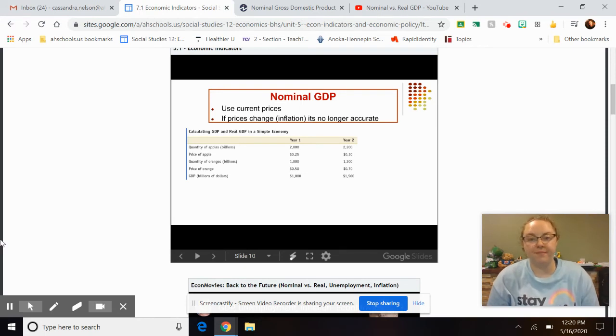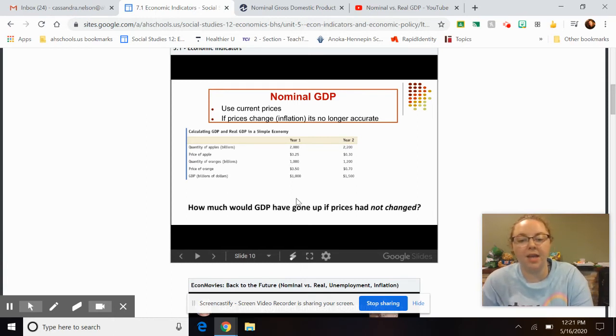Nominal GDP is not an increase in the amount of products offered to consumers. Nominal GDP is a simple change in the price. So it looks really good. It looks like our GDP is increasing based on the amount of money that's rolling in, but it's not an increase in products. It's just an increase in the value due to inflation. It's just an increase in the price. Okay?